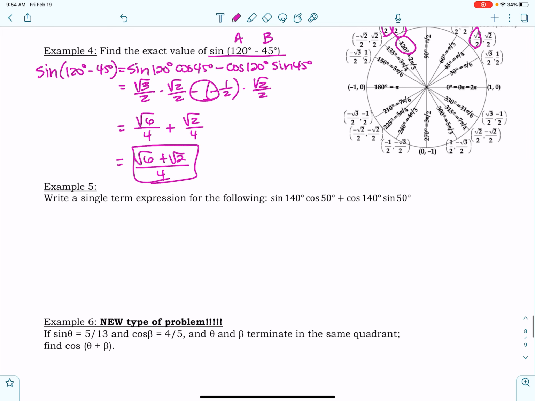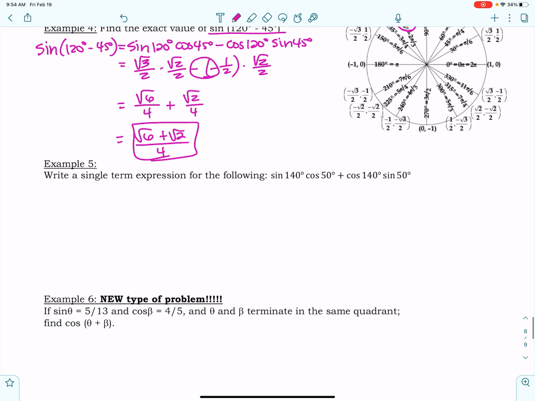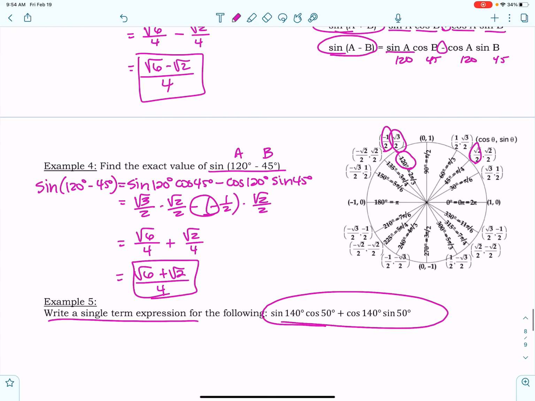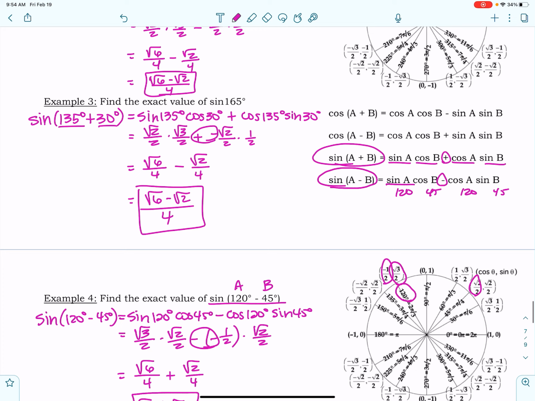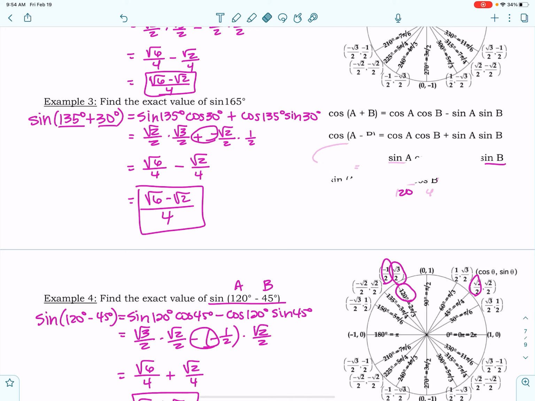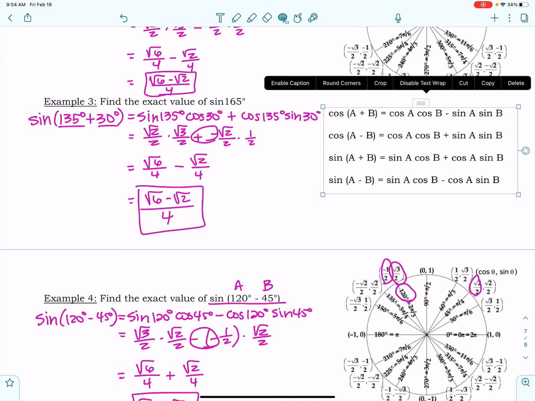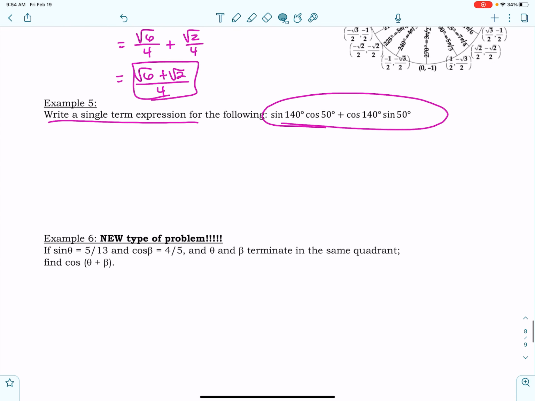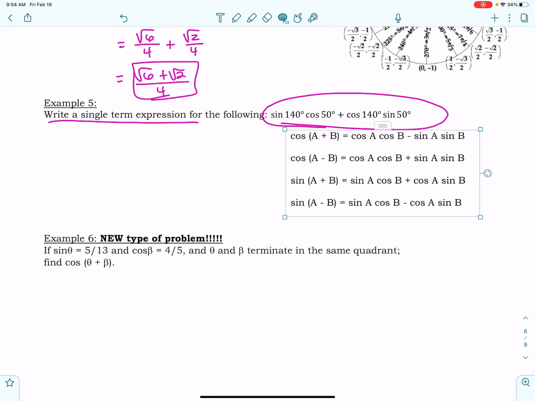Okay, now let's look at example 5. It's a little bit different. This one is asking us to write a single term expression for this right here. So basically what you're doing is you're using these up here and you're writing backwards. That is what is happening. So let me just move this down here so we can see it easily.